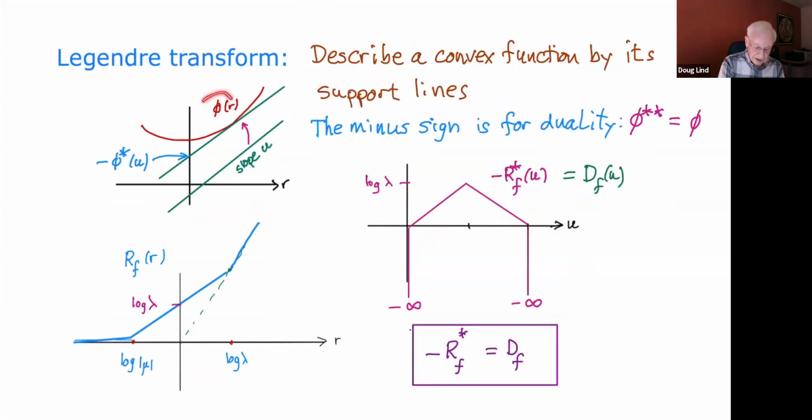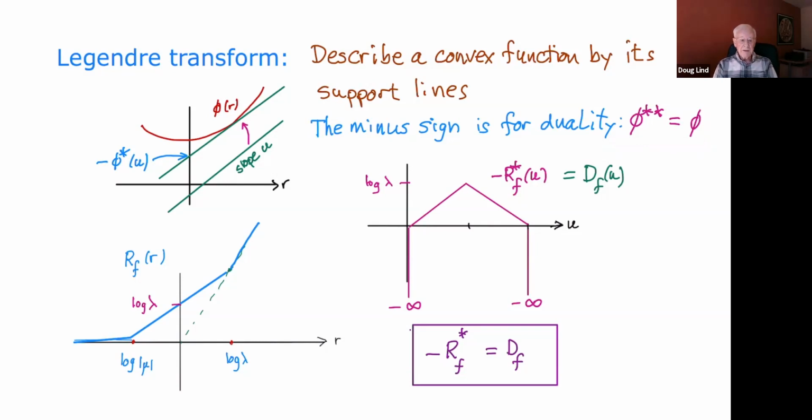You take a convex function phi of r, and I'm going to define the Legendre transform at a particular value u. So I take a line of slope u, I raise it up until it just touches the graph, I trace it back to the vertical axis, and where it intersects the vertical axis, I get the negative of the Legendre transform of phi. That's minus phi star of u. The minus sign looks a little funny. It turns out you need it if you're going to do duality. In other words, the Legendre transform has this beautiful property that phi star star is equal to phi. And it really is a dual operation.